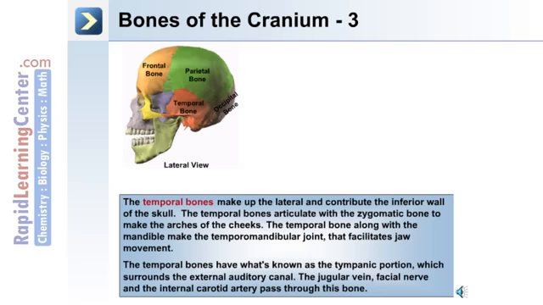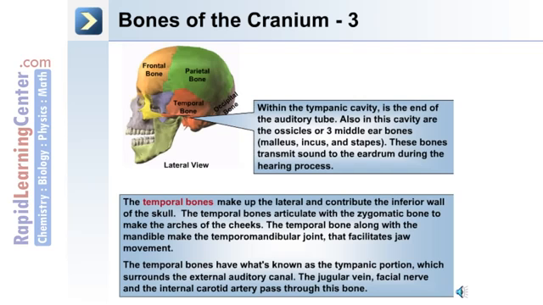The jugular vein, facial nerve, and the internal carotid artery pass through this bone. Within the tympanic cavity is the end of the auditory tube. Also in this cavity are the three ossicles or middle ear bones, the malleus, incus, and stapes. These bones transmit sound to the eardrum during the hearing process.